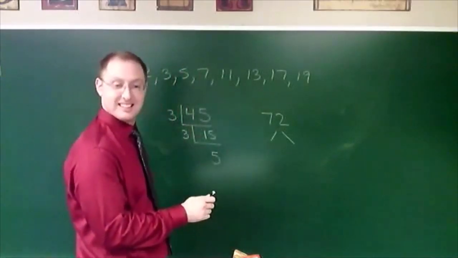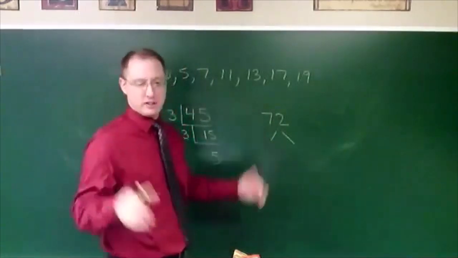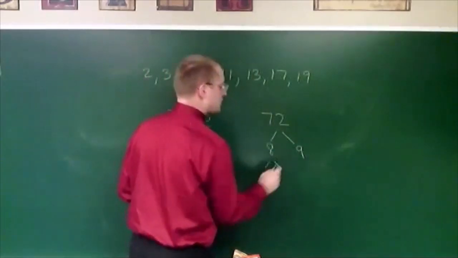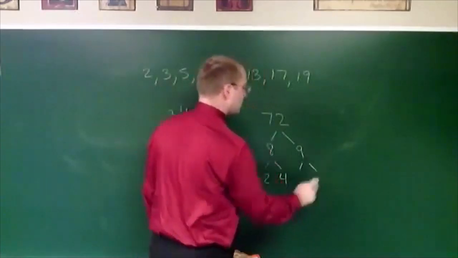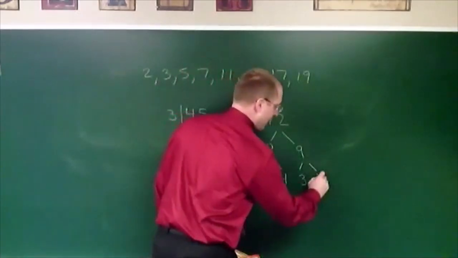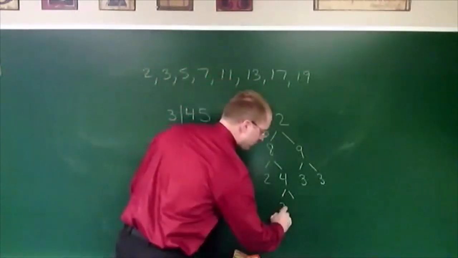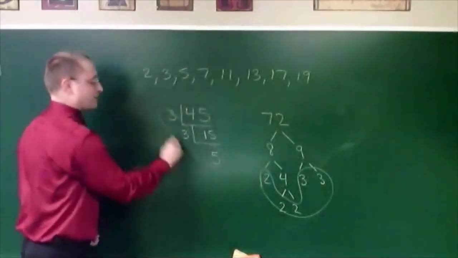Just any two factors, not even prime. 8 and 9. We can split the 8 into 2 and 4, and the 9 into 3 and 3, but we see that the 4 still splits one more time, into 2 and 2. So we see our prime factors of these two numbers.